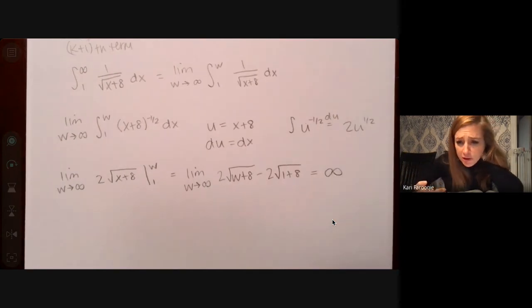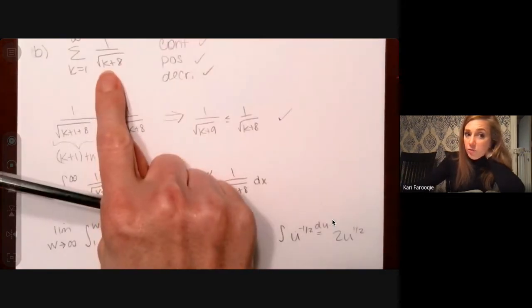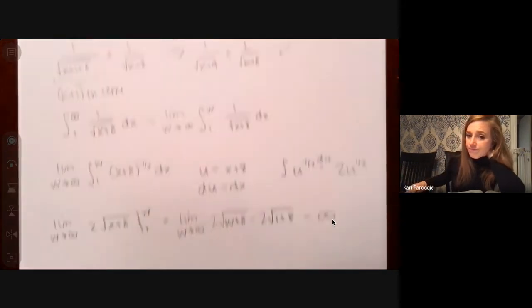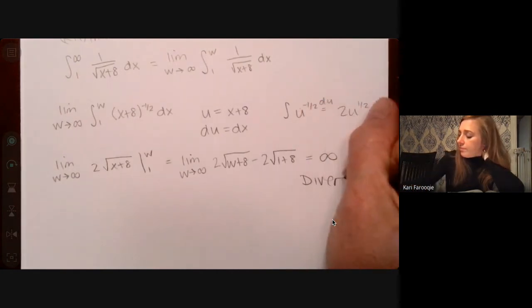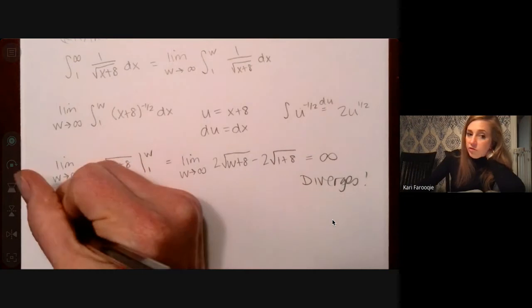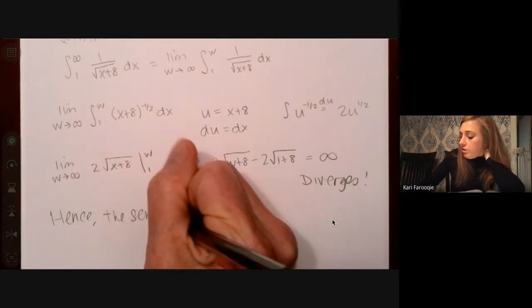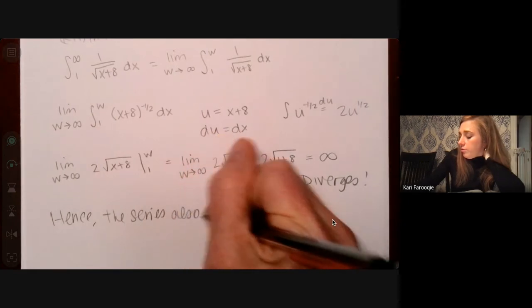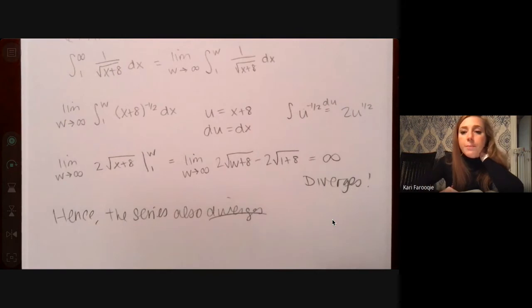But you know what? We expected this was going to happen. Remember, we talked about how this looks kind of like a p-series where p equals a half. We expected it was going to diverge. So we will say hence the series also diverges. Okay, so a little bit easier to use the integral test that time around.